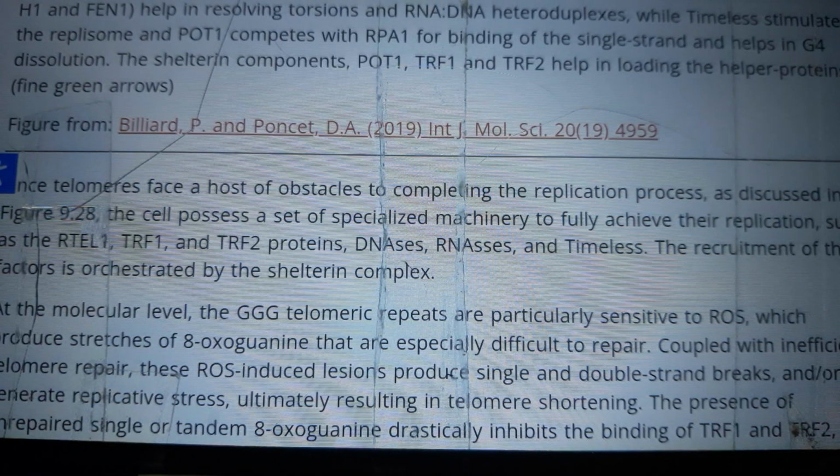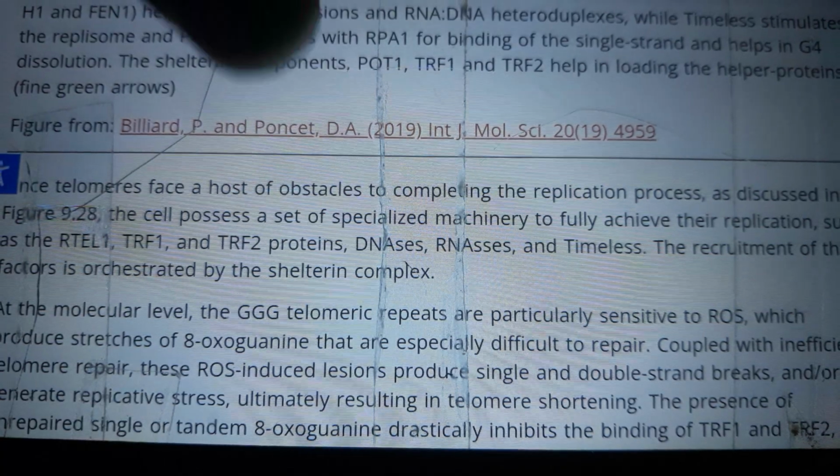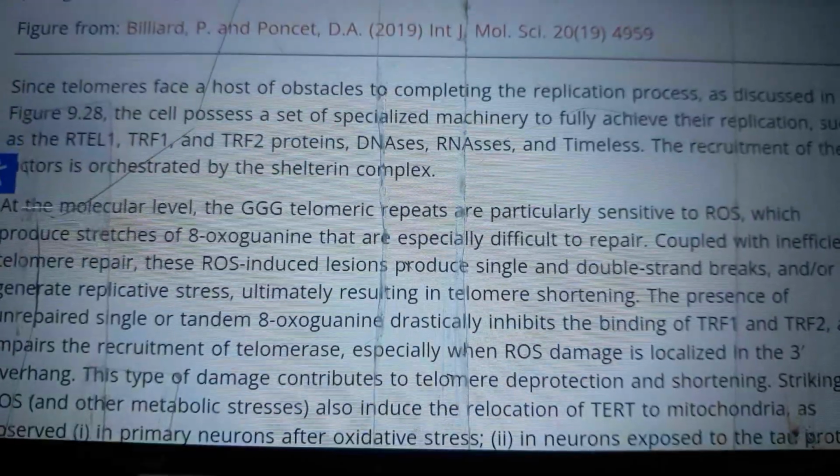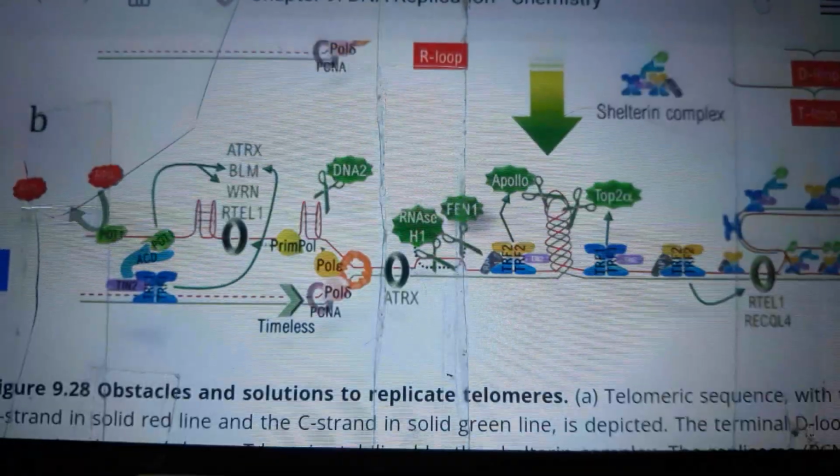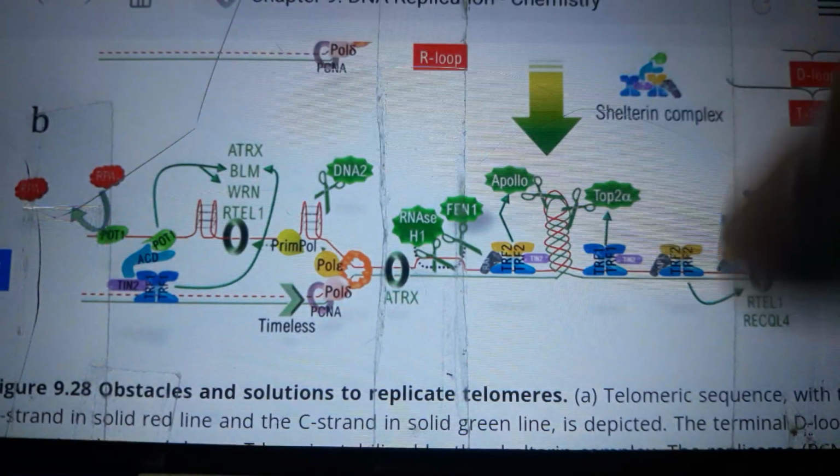The shelterin components, POT1, TRF1, and TRF2 help in loading the helper proteins, which are shown by the fine green arrows. Let's have a look at that. Where are the fine green arrows? There you see.